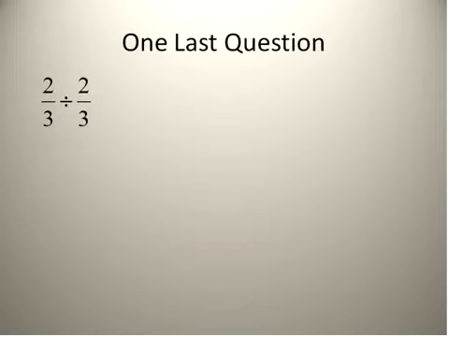All right. One last question. What if we get something like this? 2/3 divided by 2/3? Well, I guess I'm going to have to multiply by the reciprocal. 2/3 times 3 over 2. That gives me 2 times 3 is 6. 3 times 2 is 6. And then I simplify 6 over 6 to being 1.